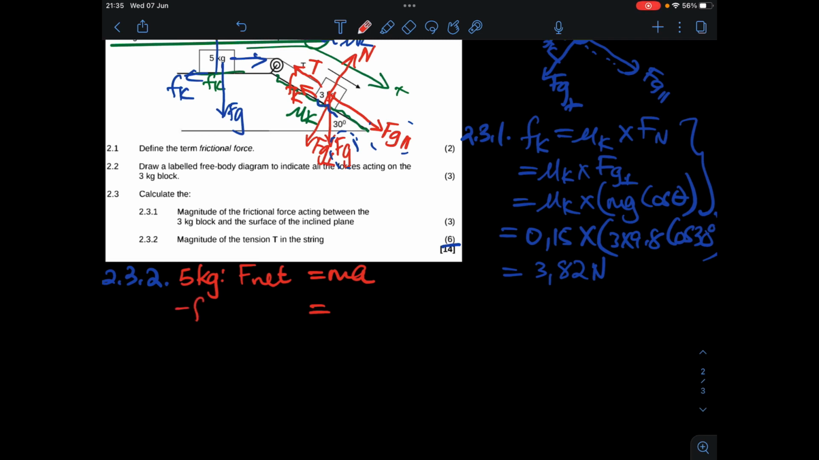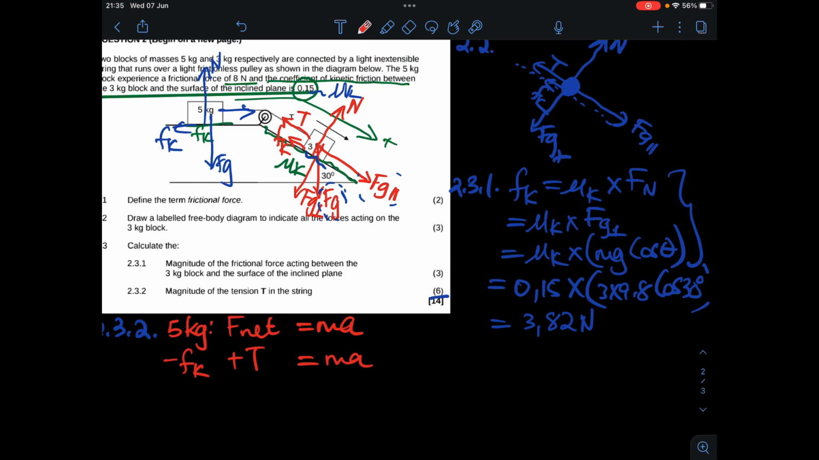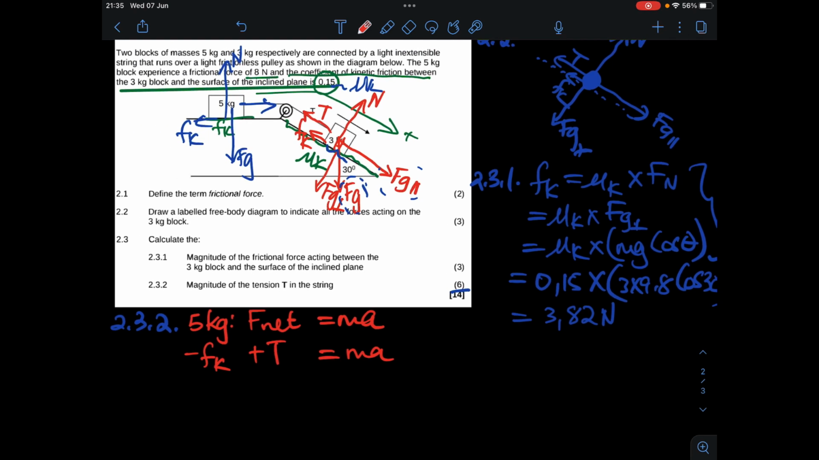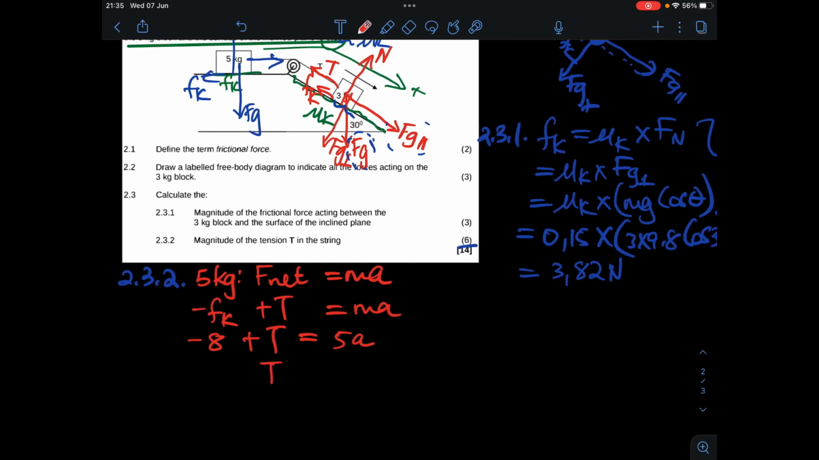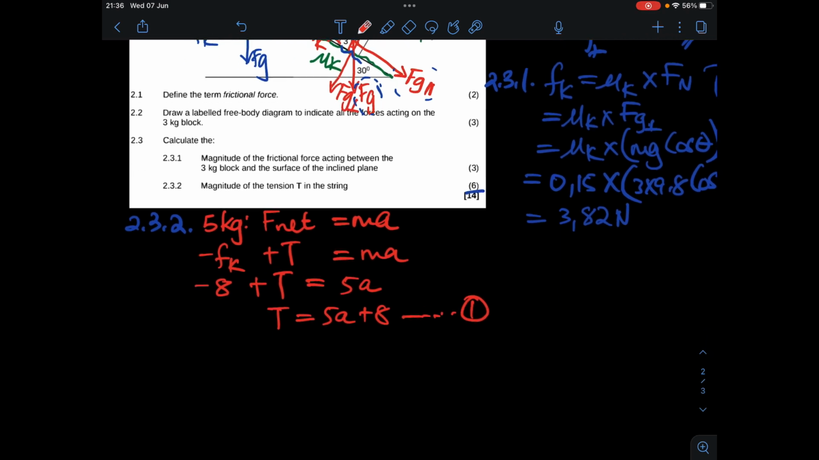So our Fk there is going to the left, is going to be negative, and plus the tension. Those are the only two forces that are acting on the 5 kg is equal to Ma. And then the frictional force there, we were given the frictional force of the 5 kg, it was 8, but since it's negative, it's going to be negative 8 plus T. Tension force is the one that we're looking for, and the object is 5 kg, and the acceleration we are not given, we're just going to times by A. So we're going to make T as the subject of the formula there. So we will have that as the first equation.